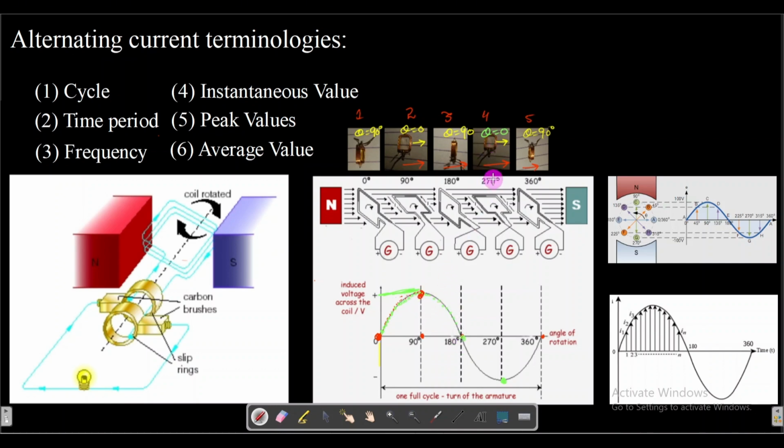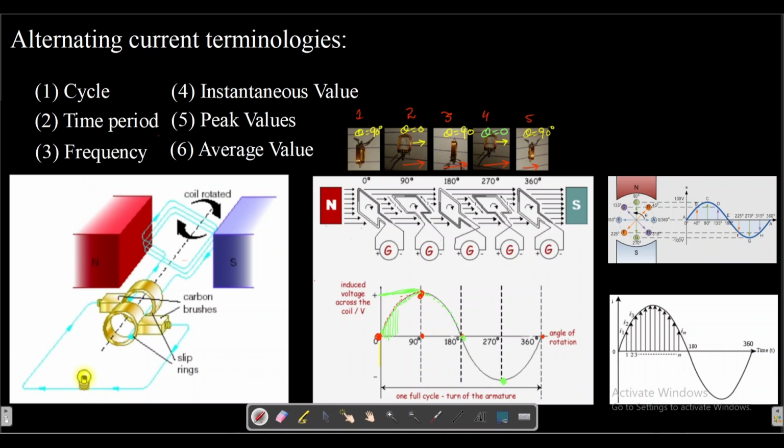Similarly, to move from 180 to 270 degrees, the induced EMF is also increasing but in the opposite direction, and after covering 90 degrees it will reach here. The same explanation applies to this portion. So now this is called one cycle.